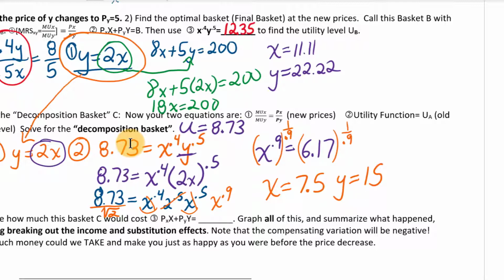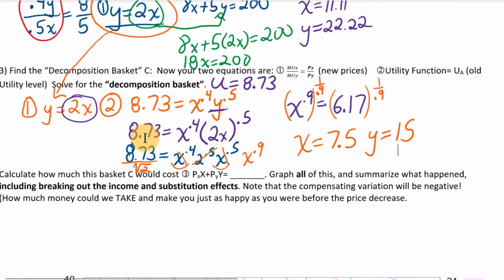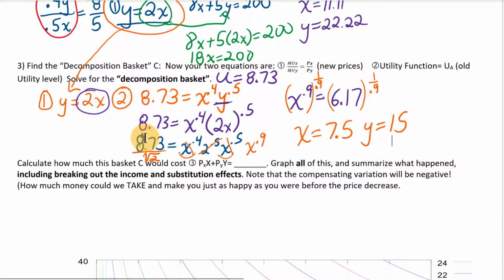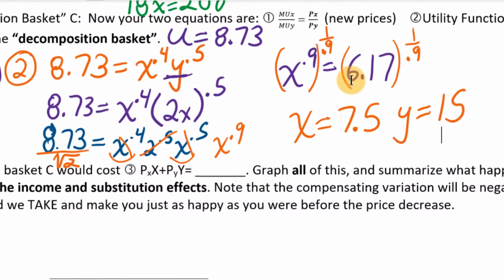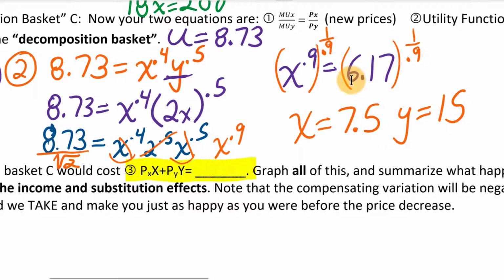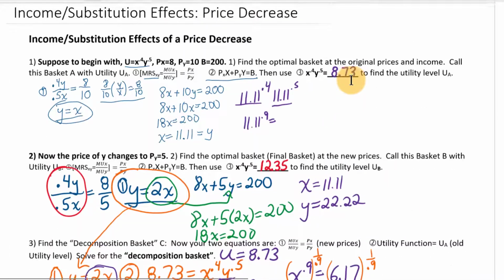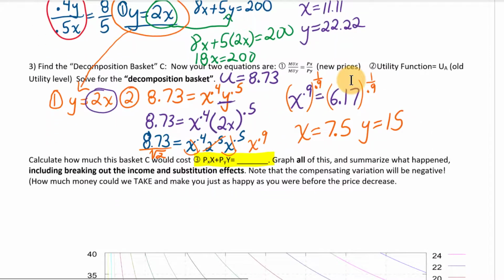But what we really want to do now is figure out how much this basket is going to cost. Hypothetically, if we wanted to get this person back to the old utility level, what is the cheapest way we could do it? How much could I cut this person's budget by if they were this hypothetical retiree that was being guaranteed 8.73 utils? So let's plug the numbers we have into a budget equation here, where the prices are going to be the newer prices. So the price of x is going to be $8 as it always was.